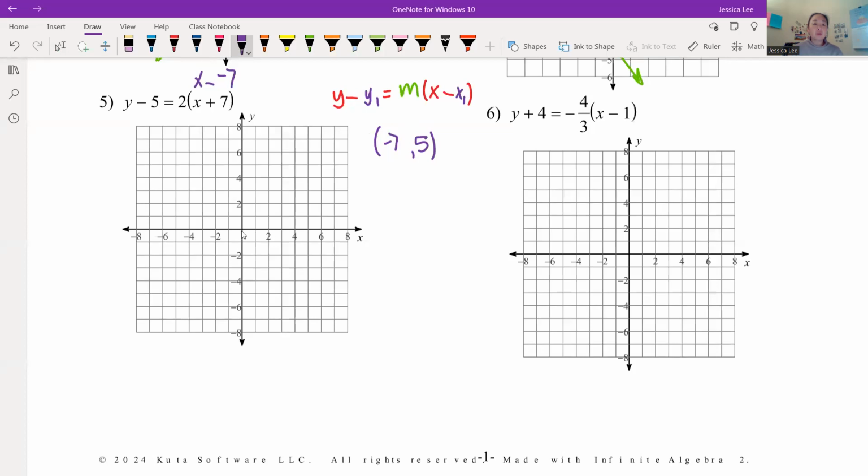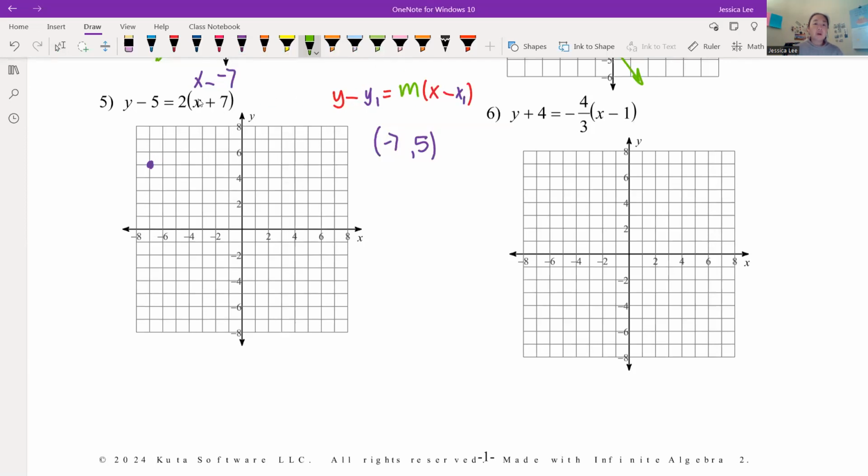This is the point. So we're going to go -7 to the left, and then we're going to go up 5. So this is the point we start with. Instead of using the y-intercept, we're using this point. That's why this is called point slope form. We got a point, we got a slope. So now we're going to use our slope to find the rest of the points.